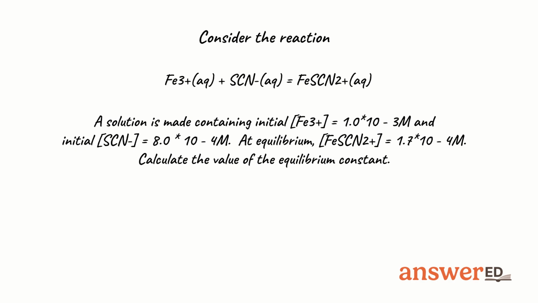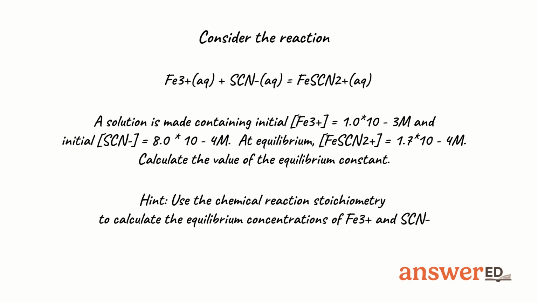At equilibrium, [FeSCN2+] = 1.7 × 10^-4 M. Calculate the value of the equilibrium constant. Here's a hint: use the chemical reaction stoichiometry to calculate the equilibrium concentrations of Fe3+ and SCN-.